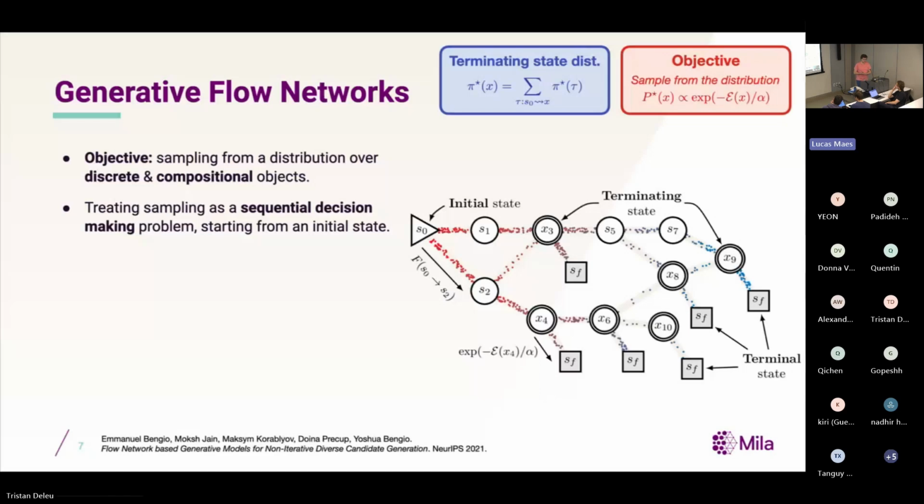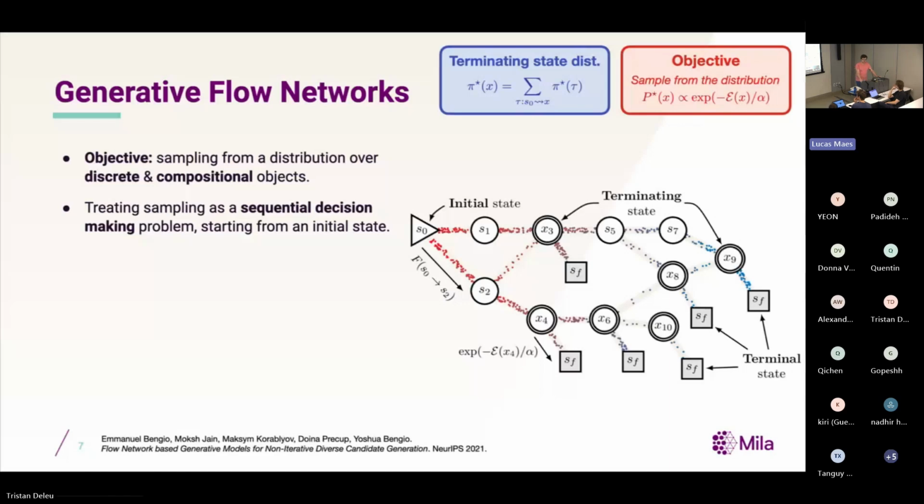So one way to solve this problem, an alternative way to have a process to sample from the Gibbs distribution, is something called generative flow networks, or GFlowNets. I already presented GFlowNets last year, but as a reminder, the objective is exactly what we said before: to sample from a distribution over discrete and compositional objects. And we're going to treat this generation, again, as a sequential decision-making problem, starting from an initial state.